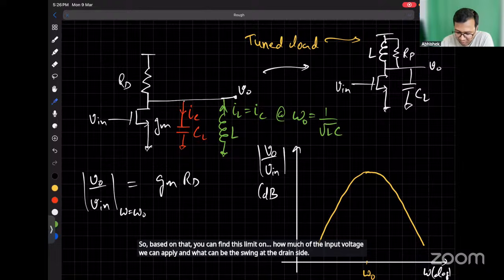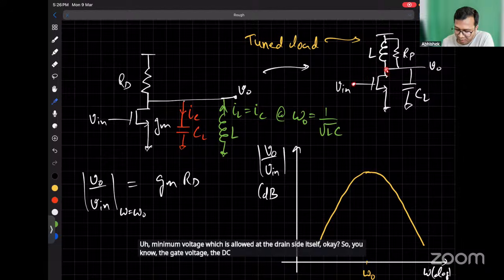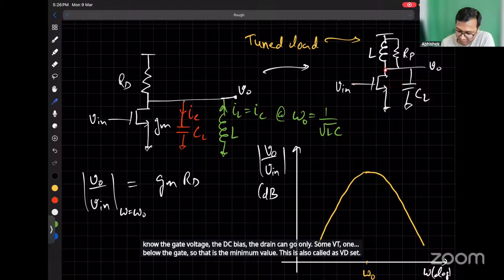Under some approximation, you can assume that if the gain is high, then the swing you can directly calculate based on the minimum voltage which is allowed at the drain side itself. You know the gate voltage, the DC bias, the drain can go only some Vt, 1 Vt below the gate. So that is the minimum value. This is also called as Vd sat. So that is the minimum value.